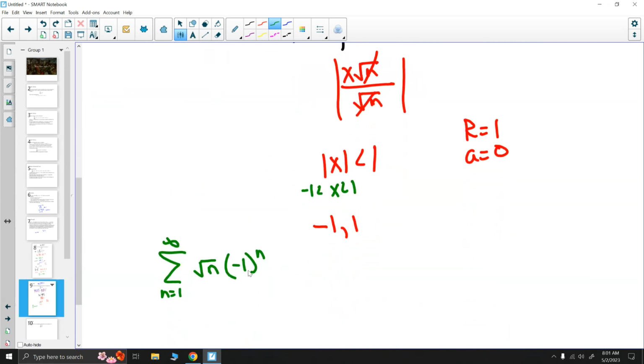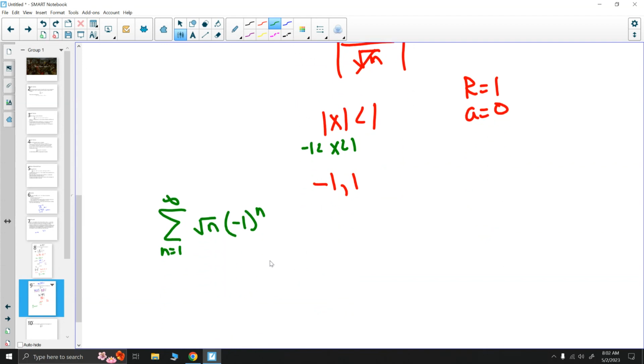So when x is -1, we're plugging in -1 here for x. This is an alternating series, and so in order to show that it converges, we need to show that the square root of n goes to 0 as n goes to infinity. So as n goes to infinity, the square root of infinity is infinity. Infinity does not go to 0, so it diverges by the alternating series test. So parentheses at -1. All right, we're going to check 1 now.